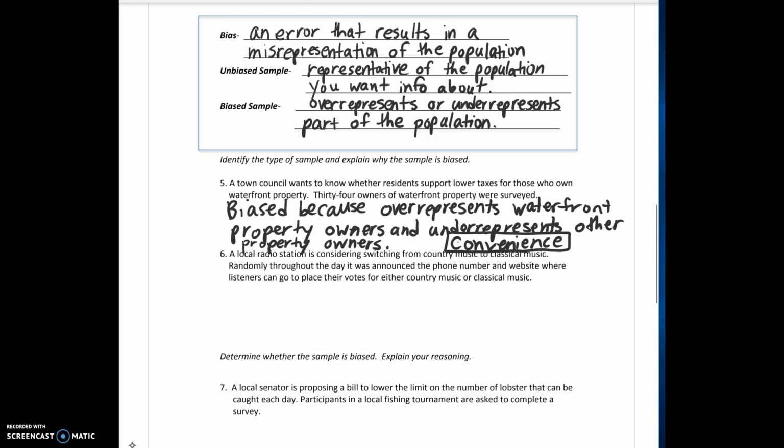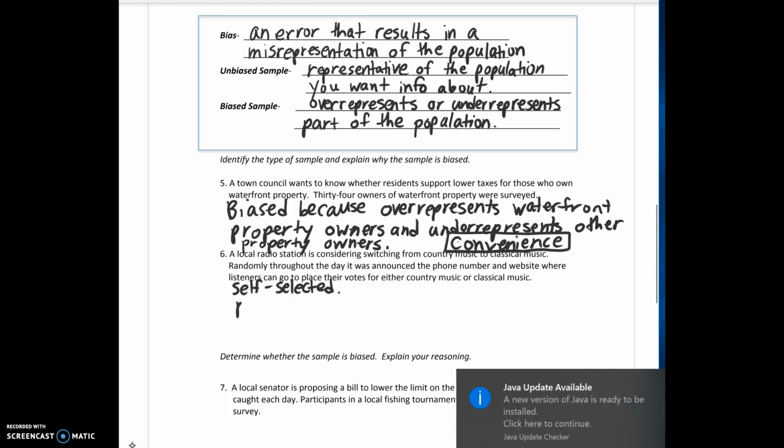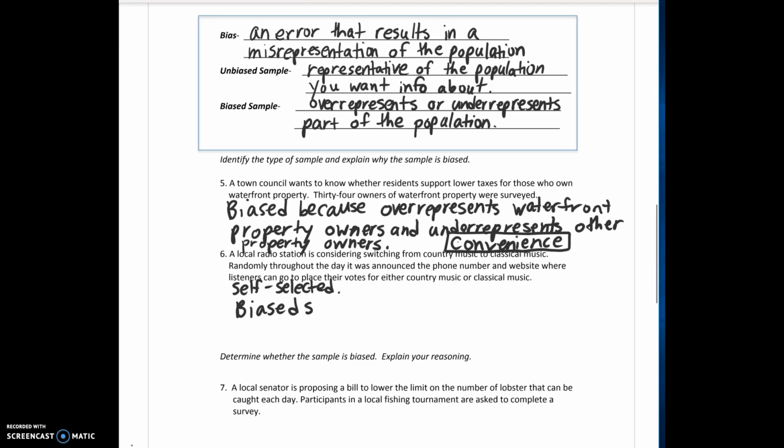Second one says a local radio station is considering switching from country music to classical music. Randomly throughout the day, it was announced the phone number and website where listeners can go to place their votes for either country music or classical. This is considered self-selected if we're talking about the type of sample, because they're going online to vote if they choose to. Again, this is biased because it overrepresents people listening to country music.